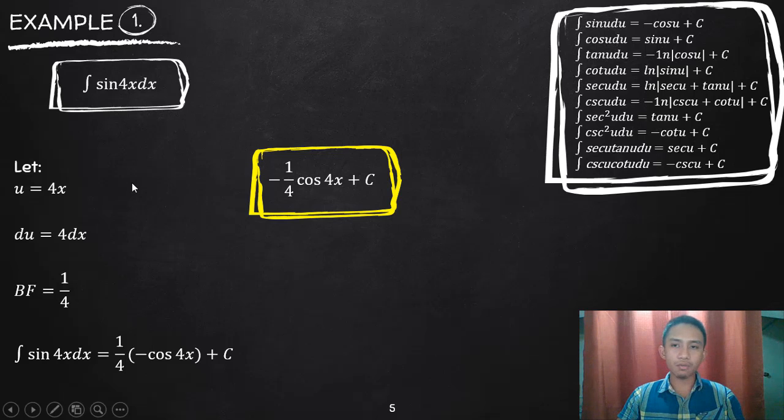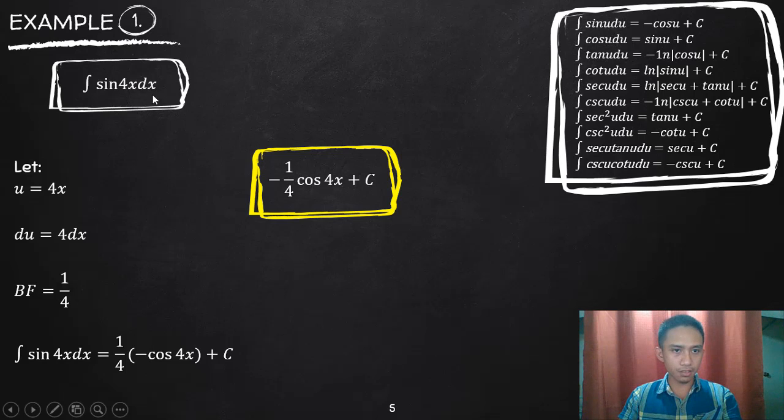Okay, so that we will not be going back to this slide. Let's have this first example, integral of sine 4x dx. Again, this belongs to your first formula, of course, integral of sine u du. But we need to check if there is really a complete derivative of our function u.